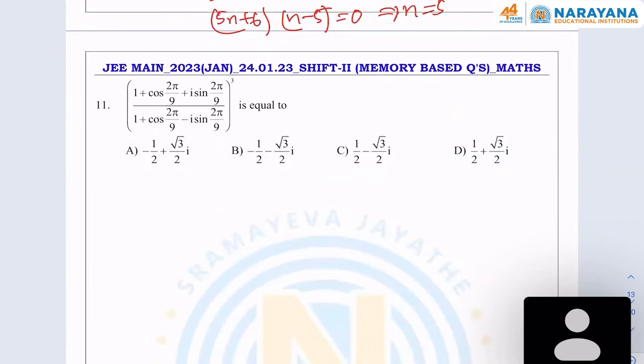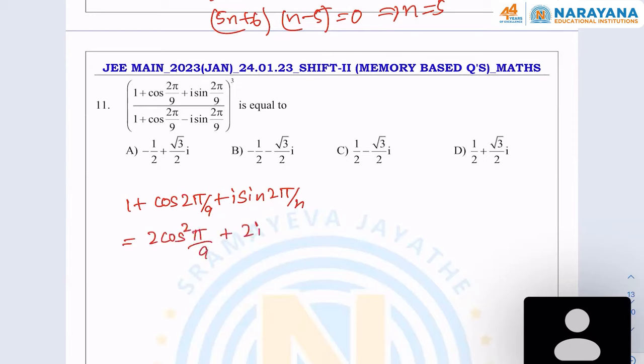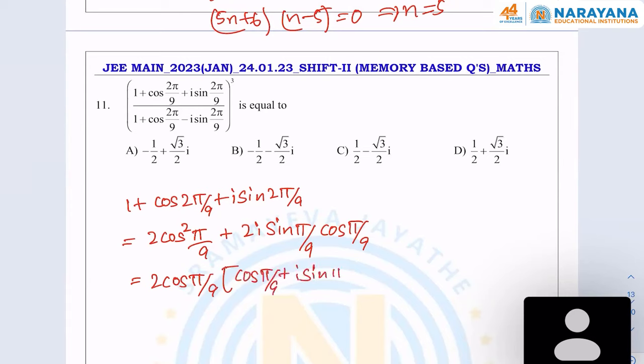Next one. It's a question on complex numbers. So 1 plus cos 2 pi by 9 plus i sin 2 pi by 9. So here 1 plus cos 2 pi by 9 means 2 cos square pi by 9 plus 2i sin pi by 9 into cos pi by 9. Now I will take out 2 cos pi by 9. So 2 cos pi by 9 into cos pi by 9 plus i sin pi by 9.